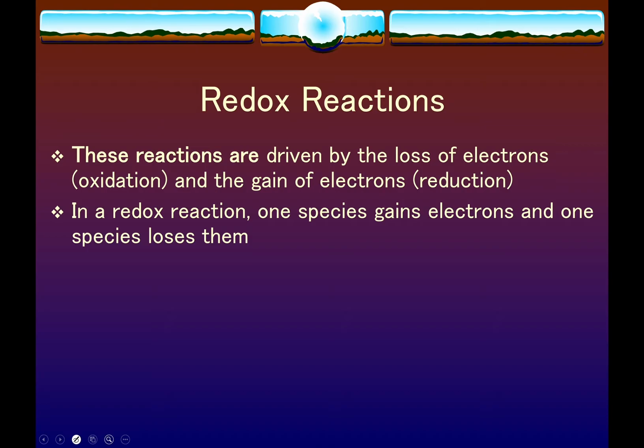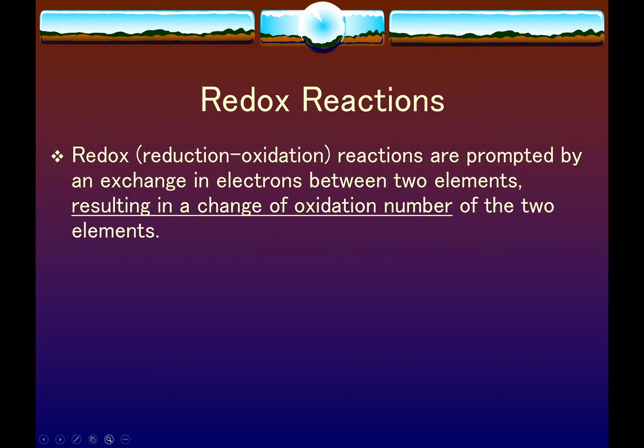Now, in these types of reactions, one species will gain electrons and another one is going to lose them. They're basically going to transfer electrons from one species to the other. So these reactions are prompted by an exchange of electrons between two elements, which changes the oxidation number of the species that are involved, or of the two elements, if they happen to be elements that are involved.